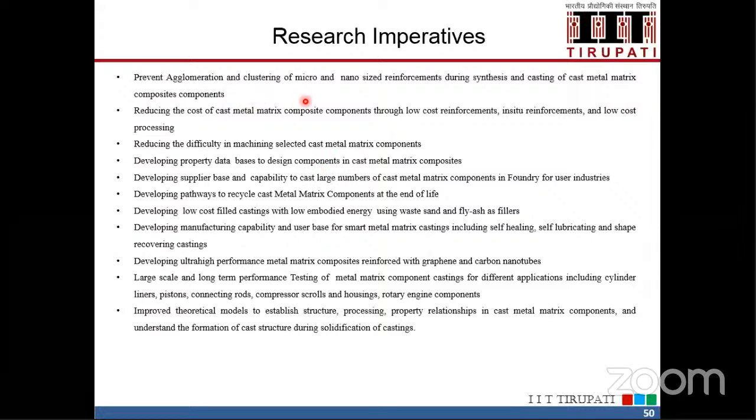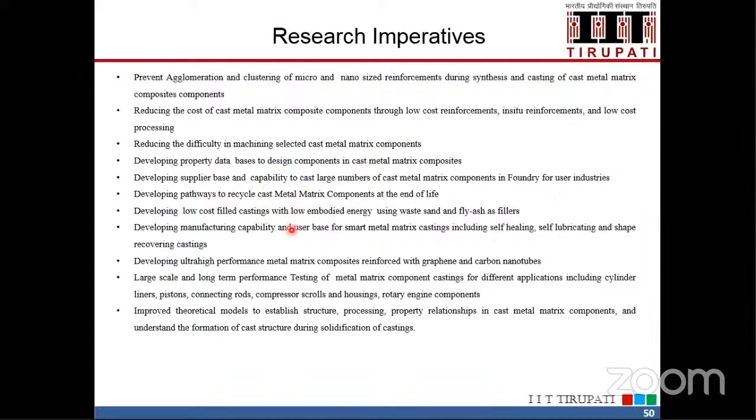Prevent the agglomeration and clustering of micro and nano sized reinforcement during synthesis and casting of metal matrix composites. You have to reduce the cost of the MMC and reduce the difficulty in machining of the MMC. You have to develop the property data. This is missing. A lot of people are developing composite materials on different composite systems, but there is a lack of property data. If we can develop the property data, then a lot of manual work can be reduced, and that can be referred to in developing advanced composite materials.